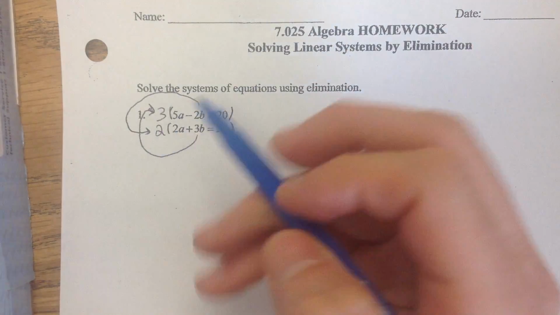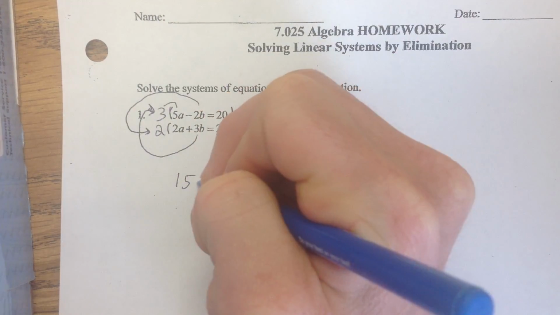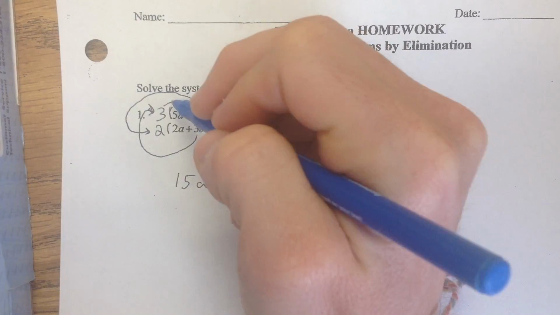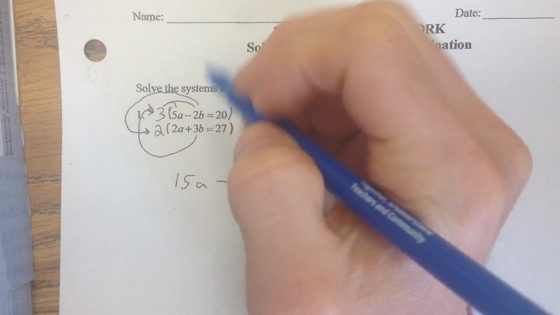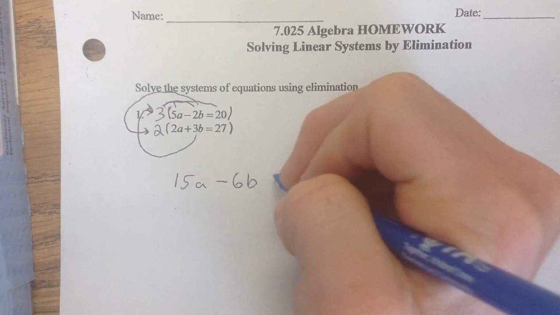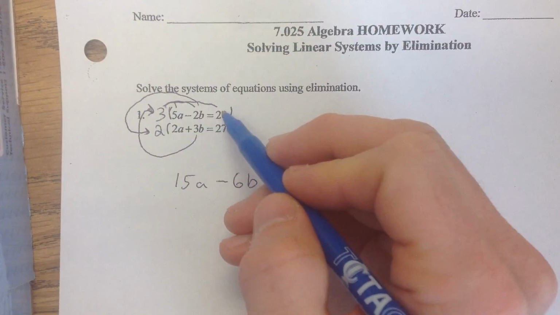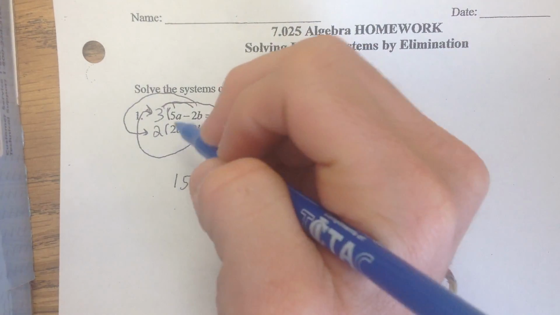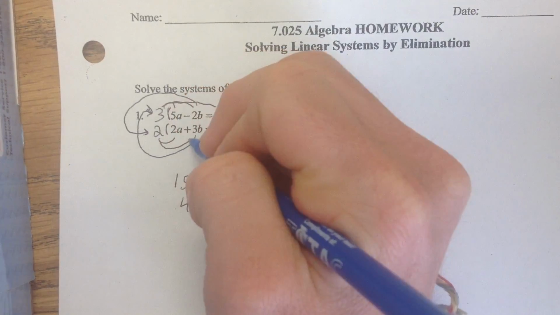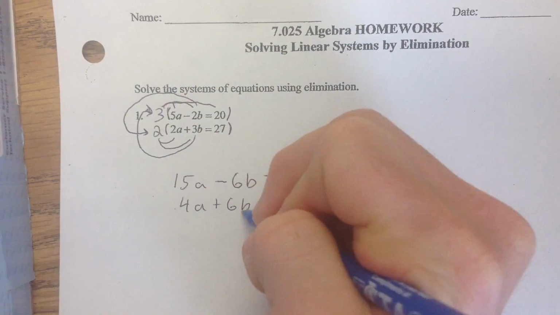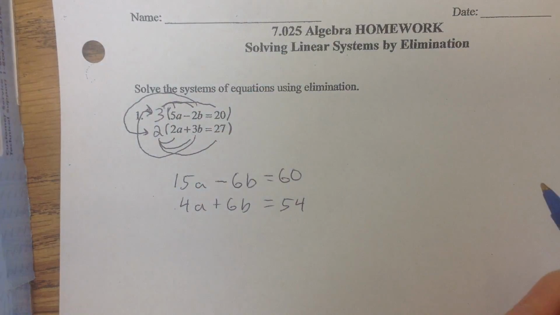All right, now that we have our numbers, let's actually do our distribution. So 3 times 5 is 15a. 3 times negative 2 is negative 6b. 3 times 20 is 16. Don't forget that last piece there. That's the one kids forget to multiply probably most often. Then we'll do the same thing down below. 2 times 2 is 4a. 2 times 3 is 6b. 2 times 27 is 54.